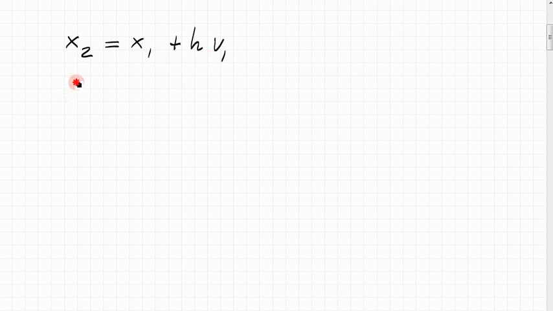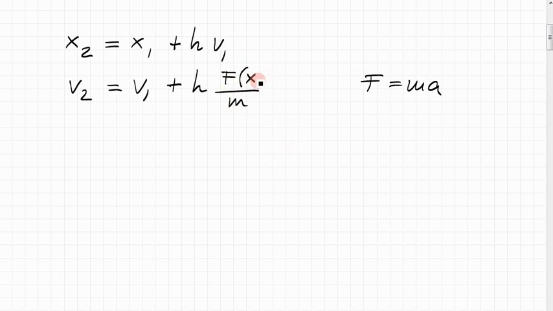Similarly, the velocity after that step is the velocity before that step plus that step size times the acceleration. Newton says force equals mass times acceleration. So the acceleration is the force divided by the mass. For simplicity, I'm working with a force that depends on position only. So F of x1, again the force at the start of the step.